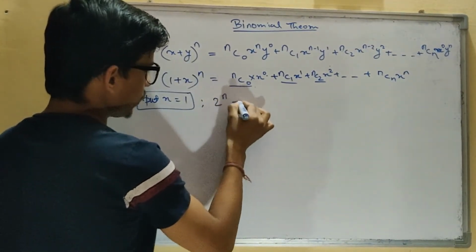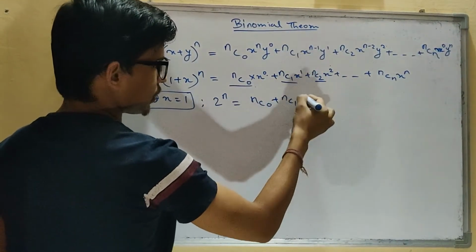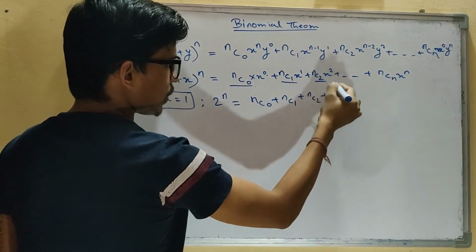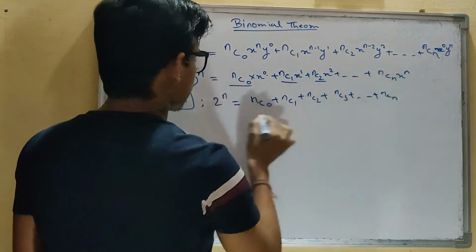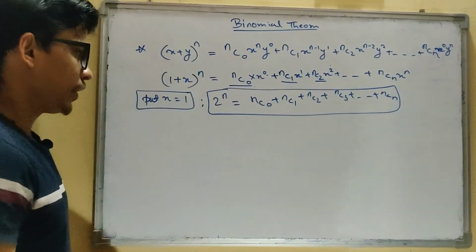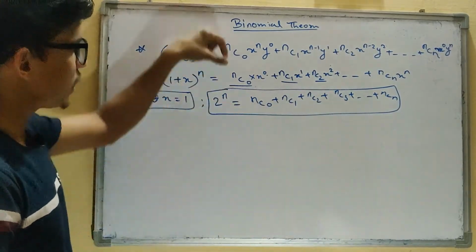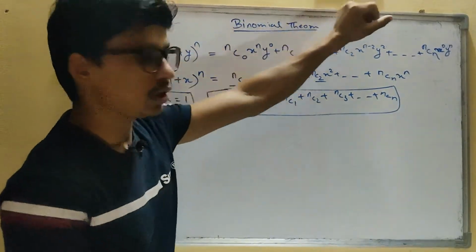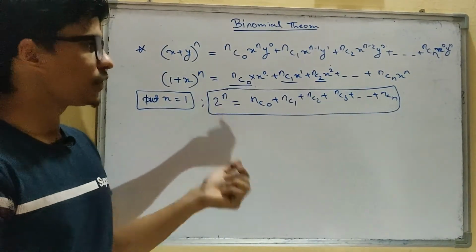So 2 to the power n is equal to nC0 plus nC1, because 1 to the power n is 1, plus nC2 plus nC3, and so on, up to nCn. Please remember this. So 2 to the power n is equal to nC0 plus nC1 plus nC2 plus nC3. What is nC0, what is nC1, what is nC2? They are all the coefficients of x.